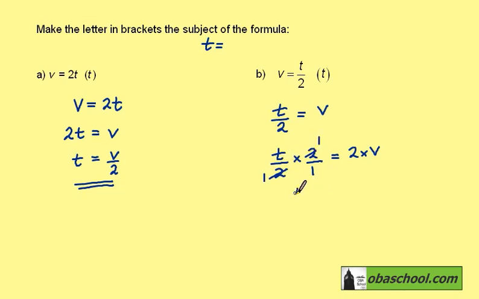We have t over 1, which is just t. 2 times v is written as 2v, so t is equal to 2v.